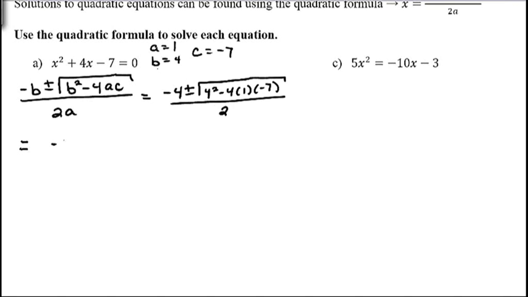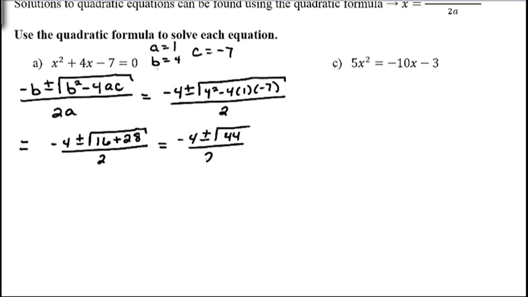So figure out what this is. We have negative 4 plus or minus the square root of 16, and then negative 4 times 1 times negative 7 is positive 28, so that's going to be plus 28, and then we're dividing all of this by 2. So we have negative 4 plus or minus the square root of 16 plus 28, and 16 plus 28 gives us 44, and then we're dividing that all by 2.